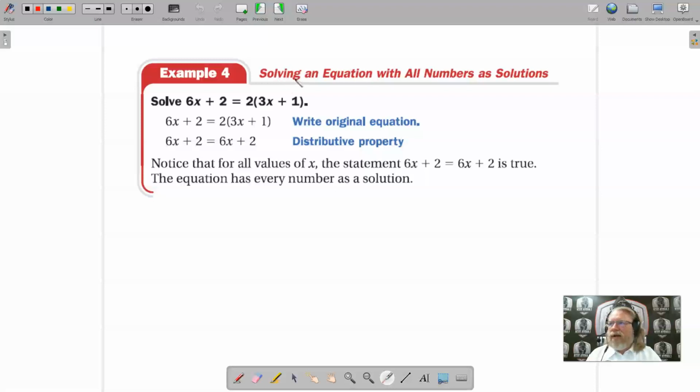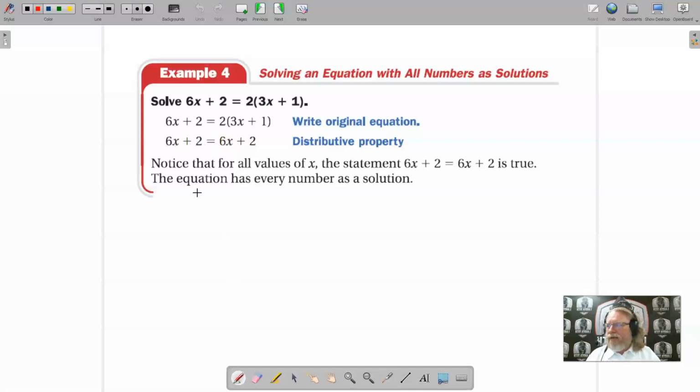So let's look at solving an equation where all numbers are a solution. So we have 6x plus 2 equals 2 times the quantity of 3x plus 1. Well, let's rewrite the original equation. Now let's distribute this 2 into the quantity of 3x plus 1. 2 times 3 is 6. The x goes along for the ride. And 2 times 1 is 2. And so we end up with 6x plus 2 equals 6x plus 2. We have something equals something.